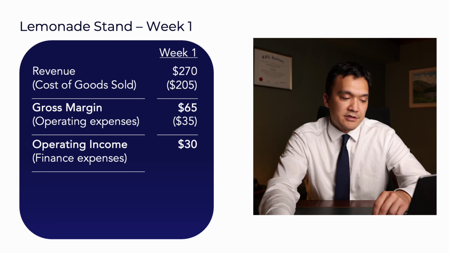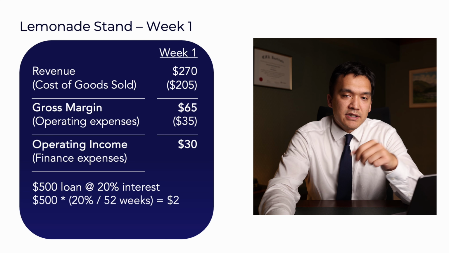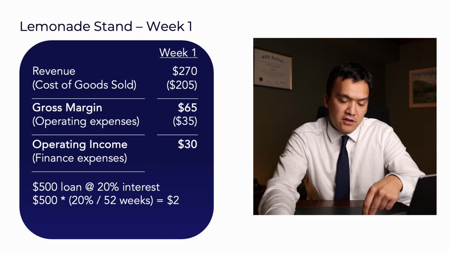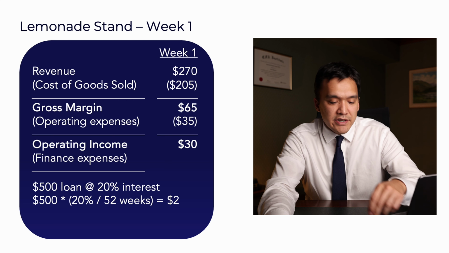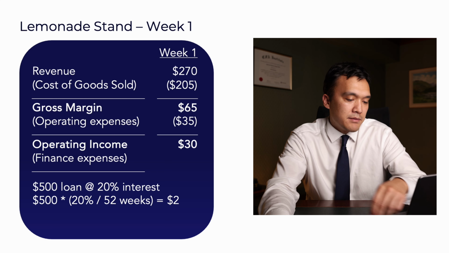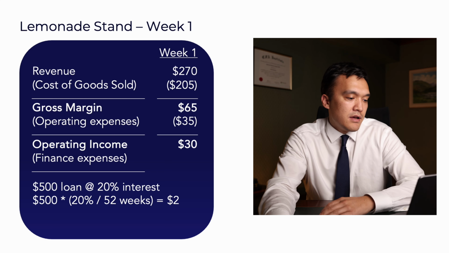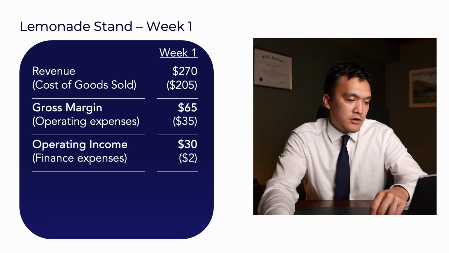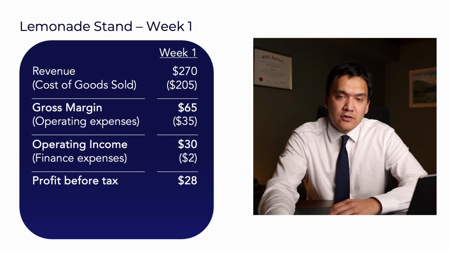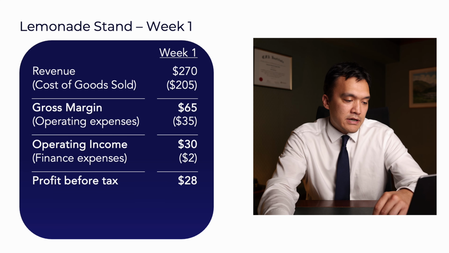Then we have finance expenses. If you remember, we have a $500 loan at 20% annual interest rate. If we divide 20% by 52 weeks, we get our weekly interest rate. And if we multiply it by 500, we get interest of $2 for week 1. And if we subtract $2 from our operating income of $30, we get our profit before tax of $28.